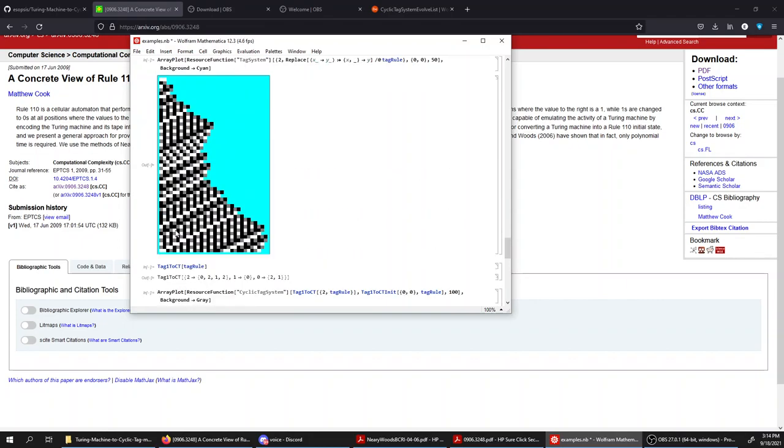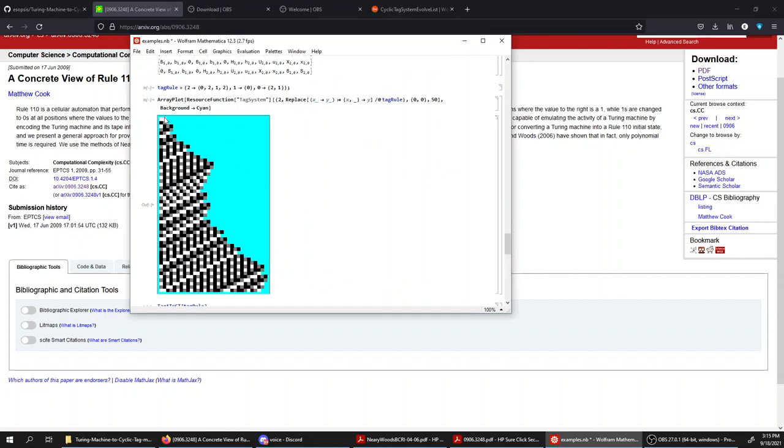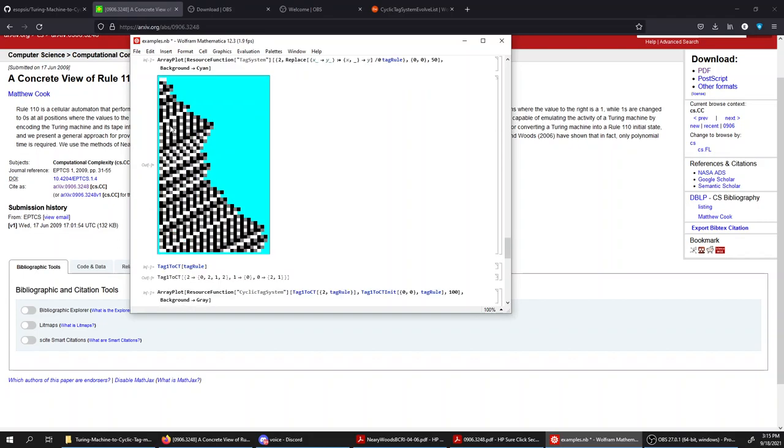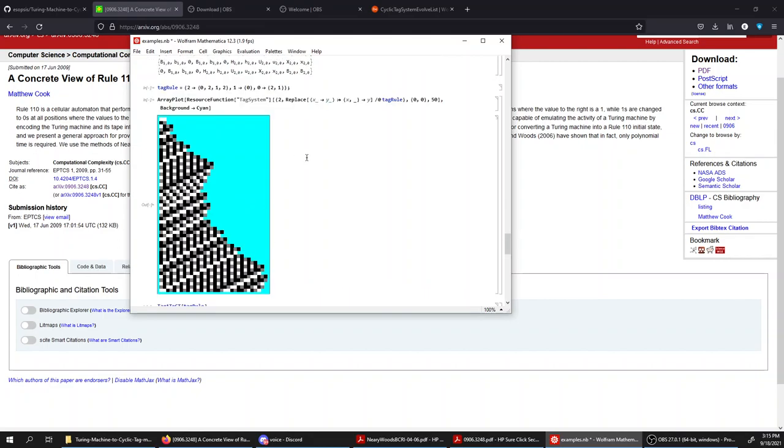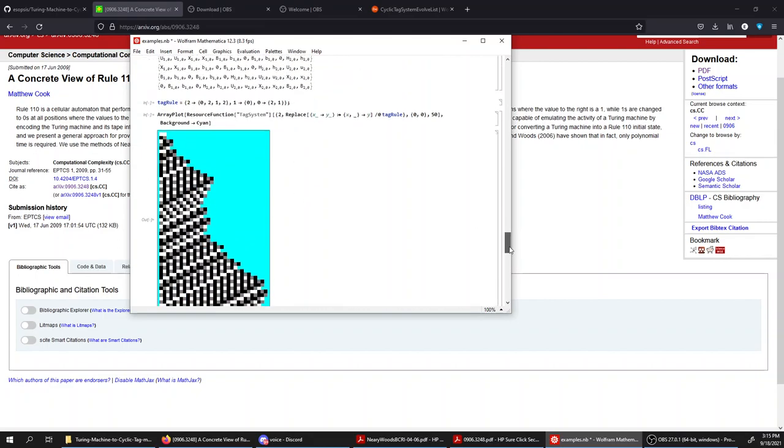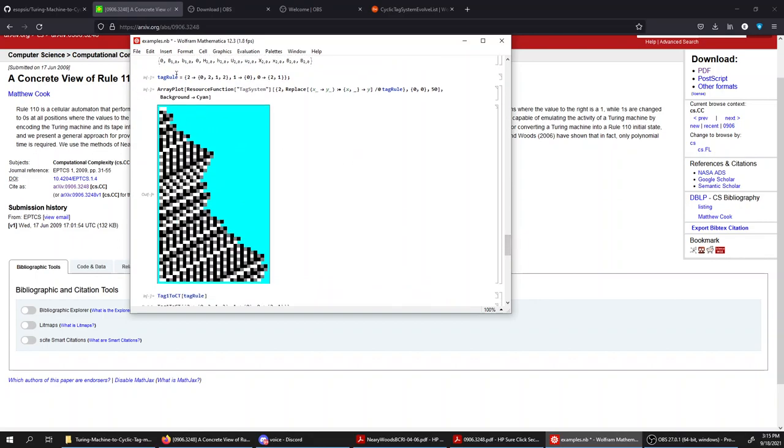What is that image? What are we looking at? This is the evolution of a tag system. White is zero. Gray is one. Black is two. So you're looking at the data tape, and it's being updated each step as you go down here, and in this tag rule, basically what happens is at each step you remove exactly two.